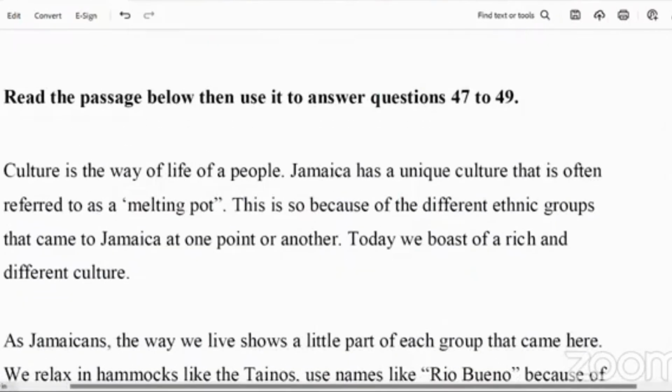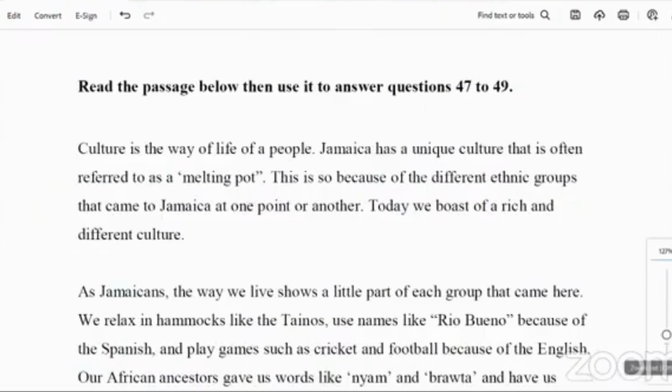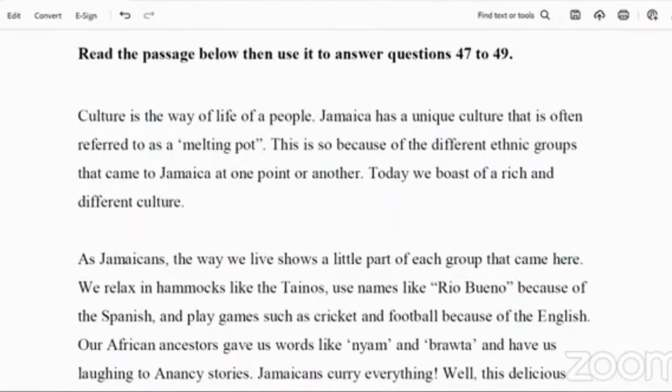All right, so now we have a passage to read. We're getting to the section where we have some passages to read and answer questions. I'm going to make it a little bit small. Or let me just read through first and then I'll make it smaller. All right, it says, read the passage below, then use it to answer questions 47 to 49.